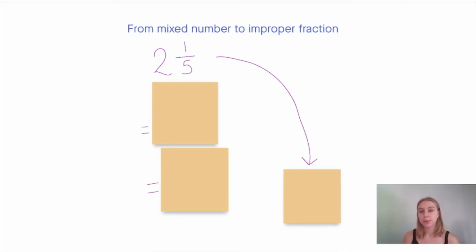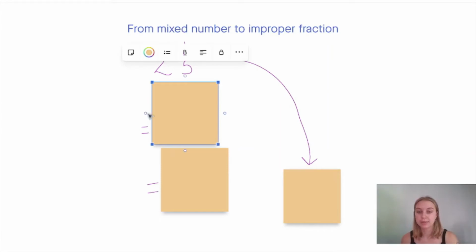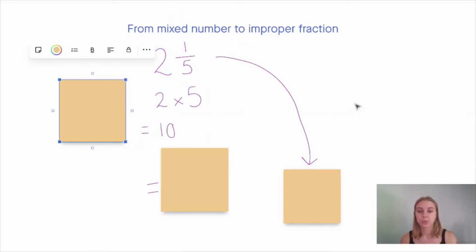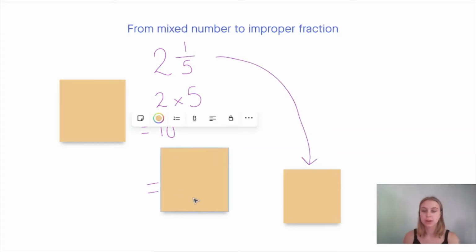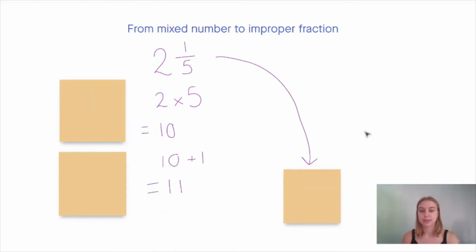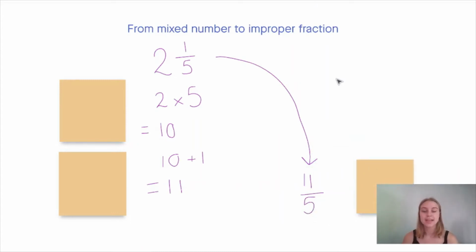So the first thing we want to do is to multiply the integer by the bottom number. In this case, 2 times 5, which gives us 10. Now, we take that number and we add the top number from the fraction. So we take 10 plus 1, which gives us 11. Now, that's the top number of our final fraction, so our answer will be that 11 fifths is the same as 2 1/5.